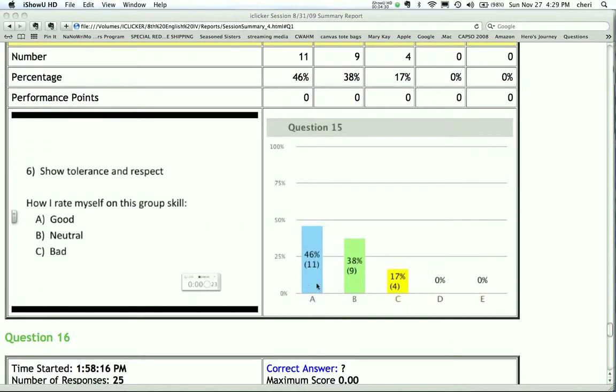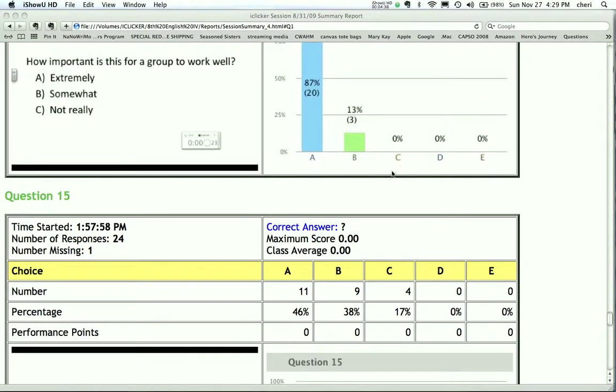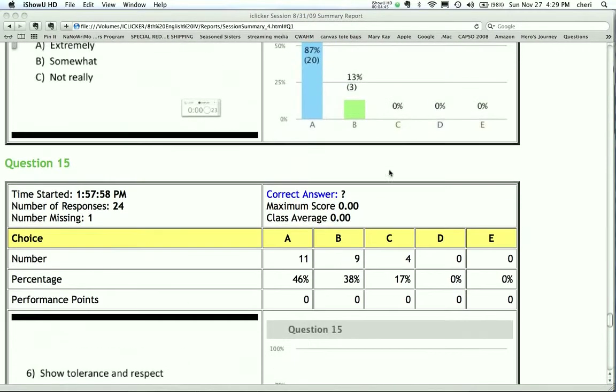This every year has turned out to be of great importance to the students. Showing tolerance and respect, and quite a few of them do feel like they're really good at it. Some of them recognize that they need work, and some of them realize that this is just something that they really need to work on. But you can see out of the, how many here? The 4 students who actually realized they're bad at this, none of them rated it as unimportant.